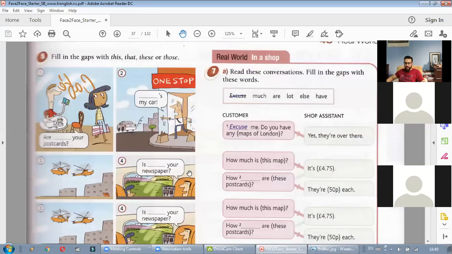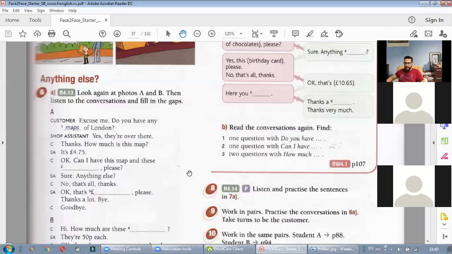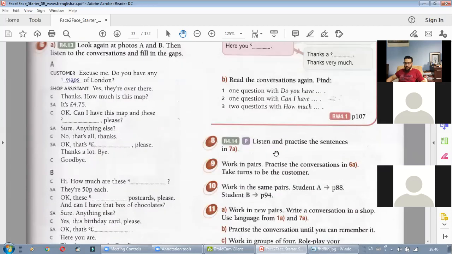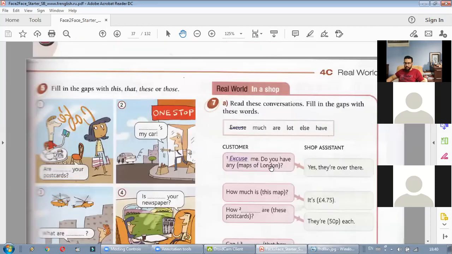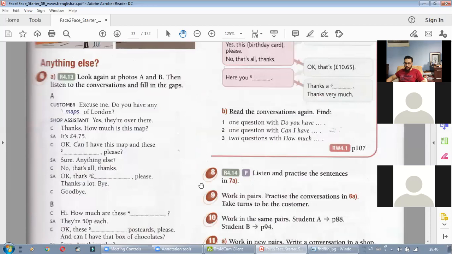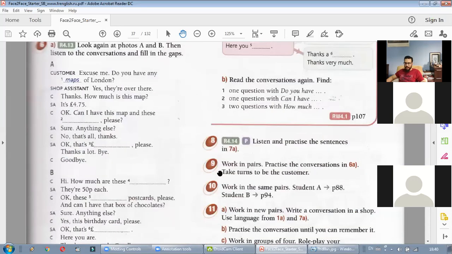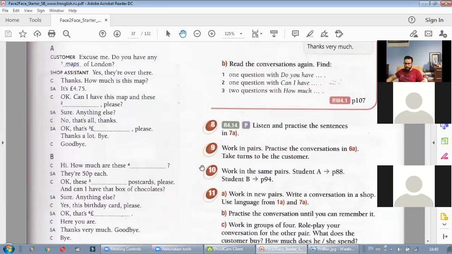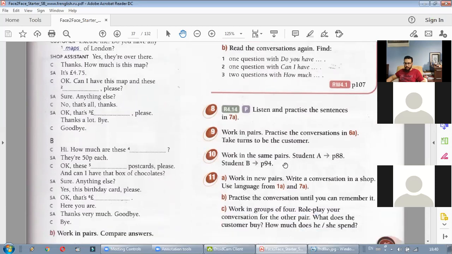Okay. So this is the meaning of tissues. Okay, listen and practice the sentences. We did this now in number 7. Good, we finished the meaning. Practice in pairs. Do it with each other. Good work in the same pairs, page 88, page 94.